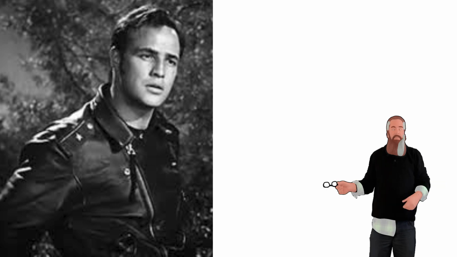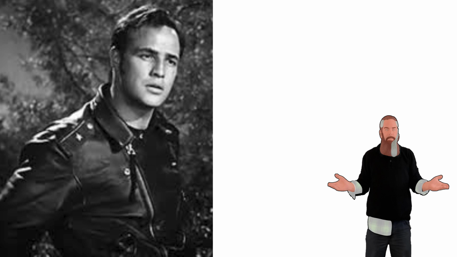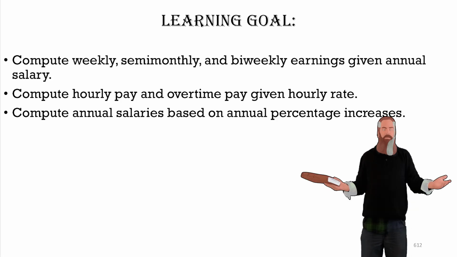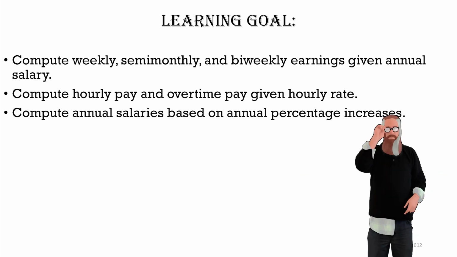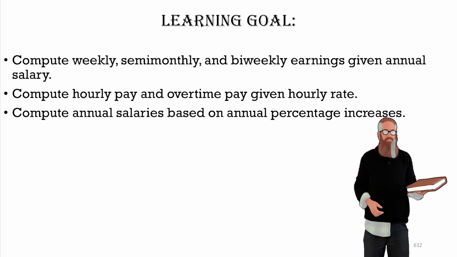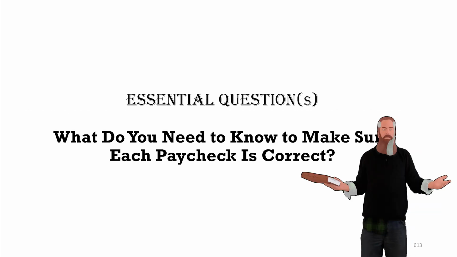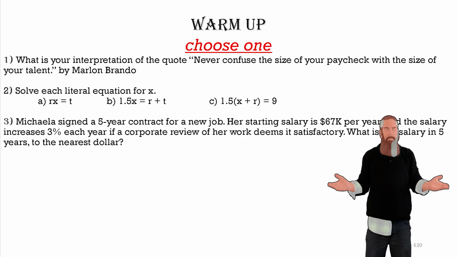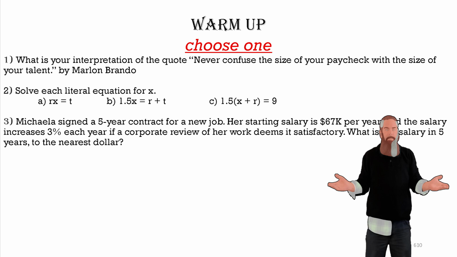It was actor Marlon Brando who said, "Never confuse the size of your paycheck with the size of your talent." In this lesson, we're going to compute weekly, semi-monthly, and bi-weekly earnings given an annual salary. We're going to compute hourly pay and overtime pay given hourly rate, and we're going to compute annual salaries based on annual percentage increase. All to answer the question, what do you need to know to make sure each paycheck is correct? Before we jump into it, let's make sure we're ready for this lesson by doing warm-up number 2.